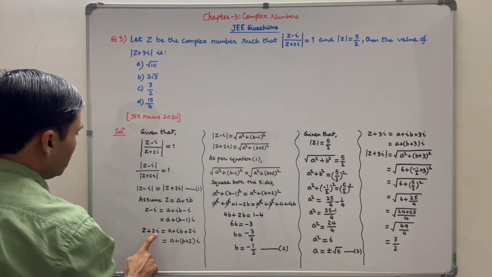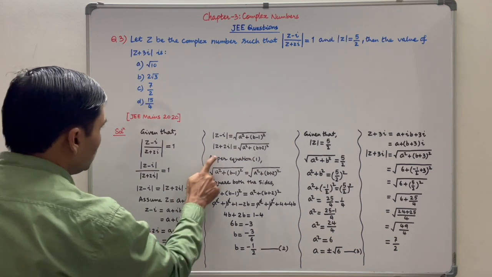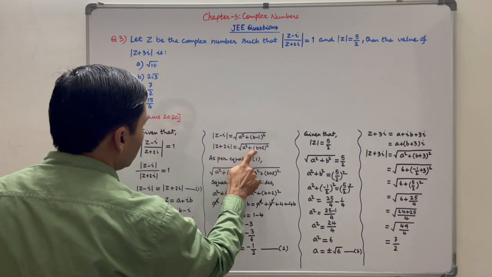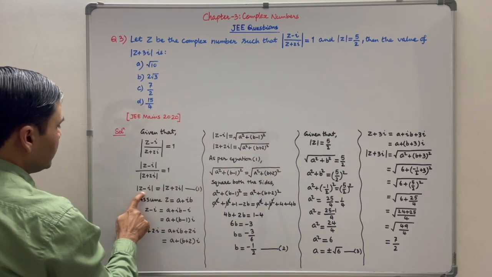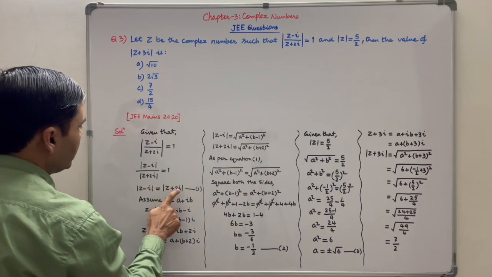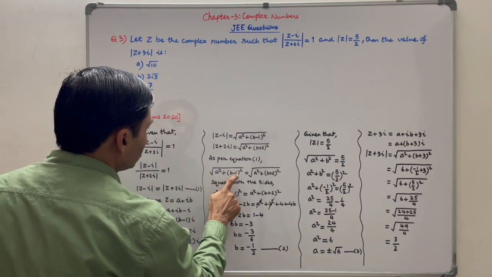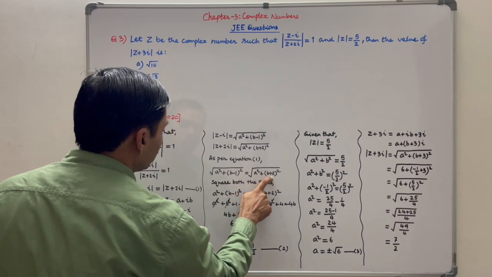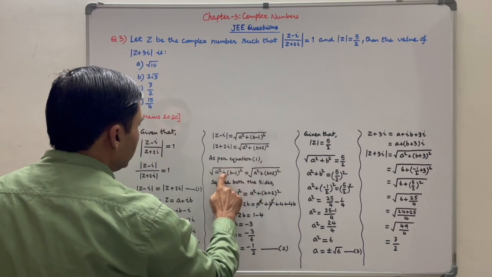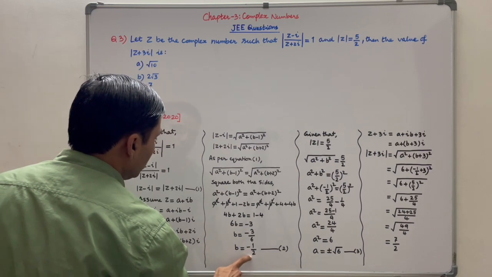z plus 2i is equal to a plus (b plus 2) into i, and mod z plus 2i is equal to under root a square plus (b plus 2) whole square. As per equation 1, mod z minus i is equal to mod z plus 2i. So under root a square plus (b minus 1) whole square is equal to under root a square plus (b plus 2) whole square. Square both the sides and simplify to get b is equal to minus 1 by 2.